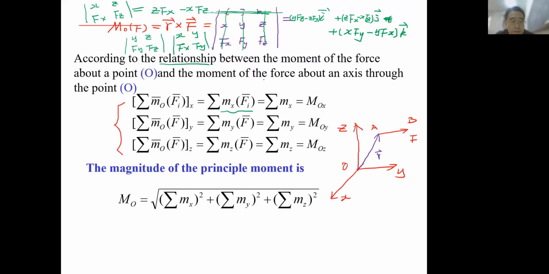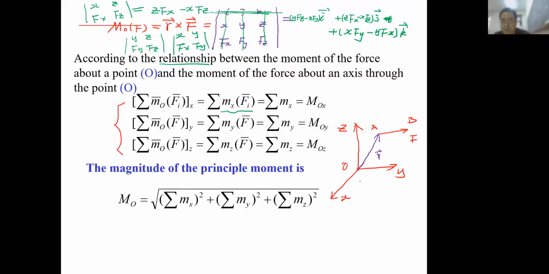All the force is a moment to an axis, so the same force has a moment to point O. It also has three moments to point X, to point Y, and to point Z. Actually, I think I have given you the definition of a force's moment to an axis. So first, we should find a plane which is perpendicular to this axis.